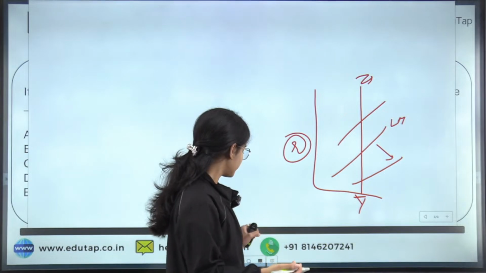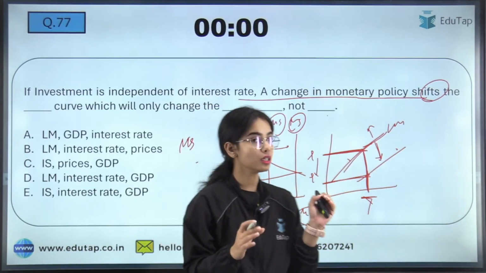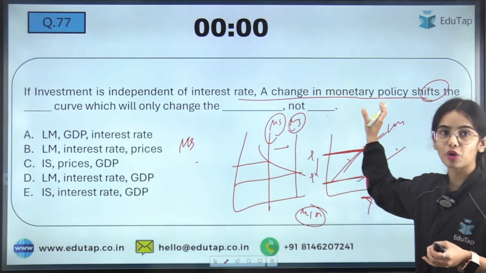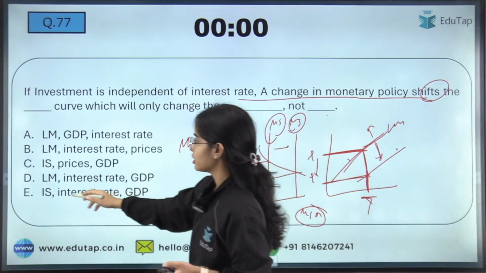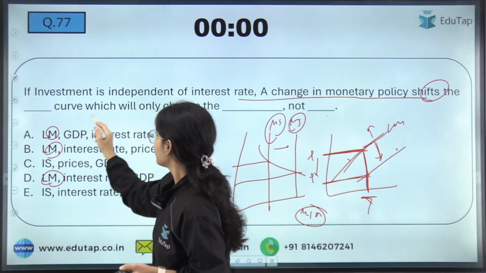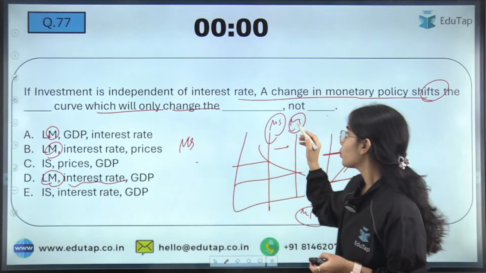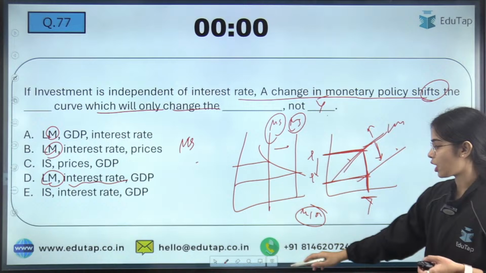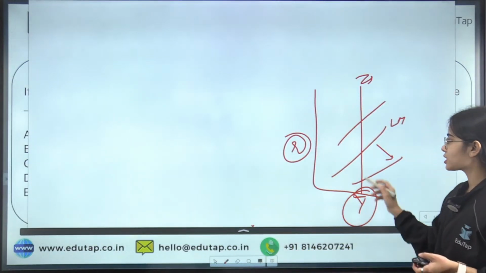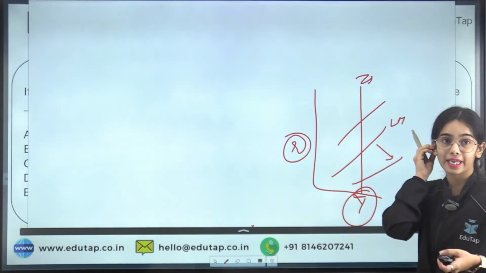So with the vertical IS curve, a change in monetary policy shifts the LM curve, which will only change the rate of interest. Only the rate of interest is changing while the output is constant. As you can see, it is not able to change with the change in the LM curve.